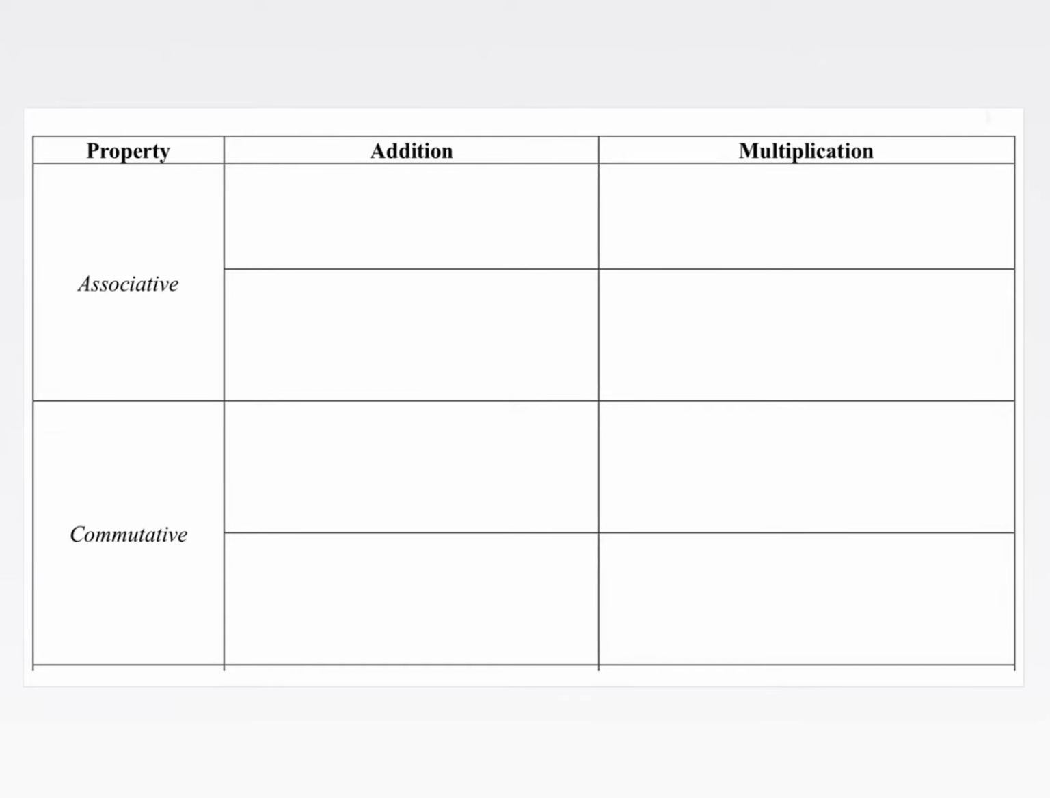So for example, for addition, we can have (A + B) + C, and that's equivalent to A + (B + C). All I did here was group the A and the B together on the left-hand side, and then the B and the C on the right-hand side. So if I wanted to use actual numbers, (3 + 4) + 5 is the same thing as 3 + (4 + 5).